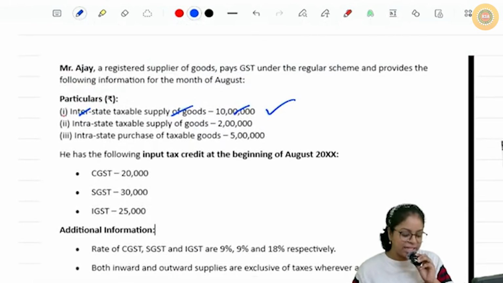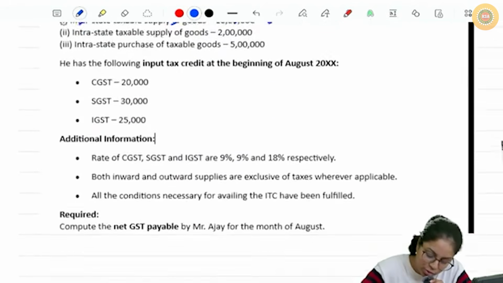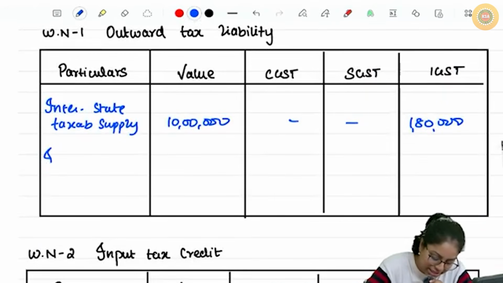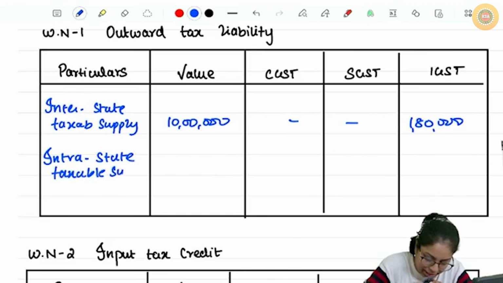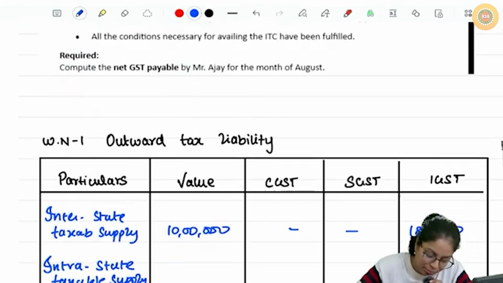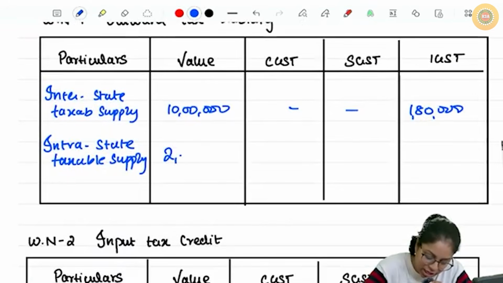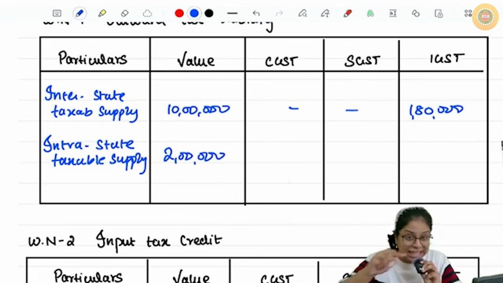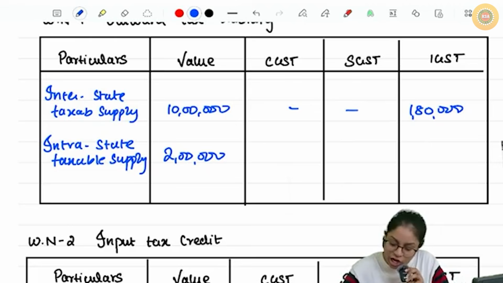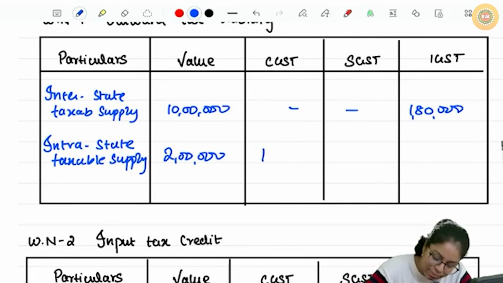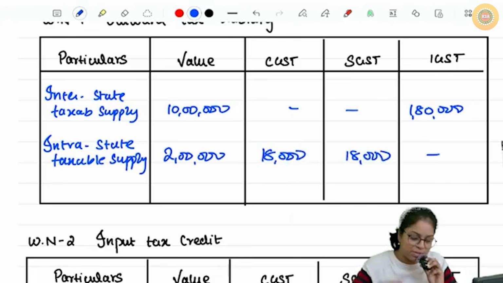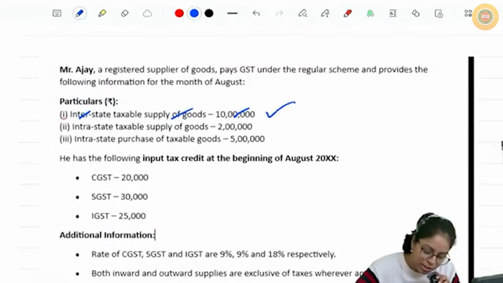Next is intrastate taxable supply of goods worth rupees 2 lakhs. What is the value? The value is rupees 2 lakh. And because it is intrastate, it is CGST and SGST. So 2 lakh into 9% respectively, 18,000, 18,000, nil. Absolutely clear. So the second adjustment is also done.